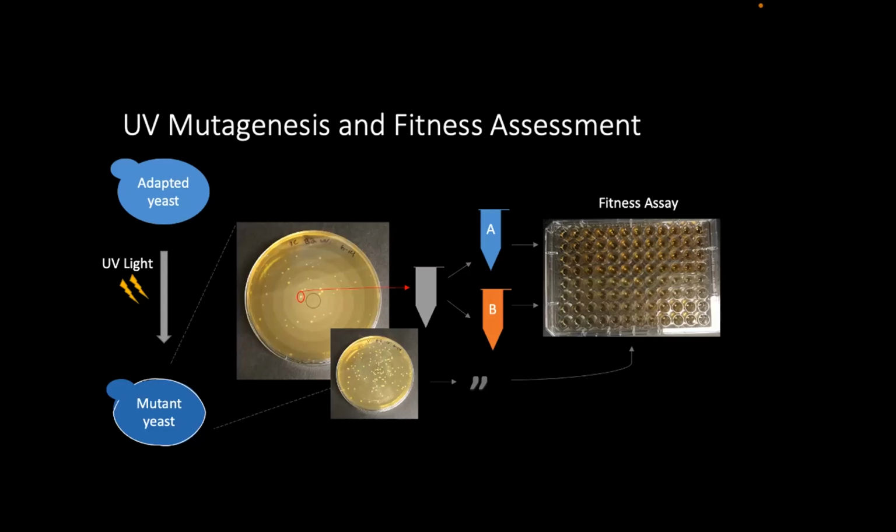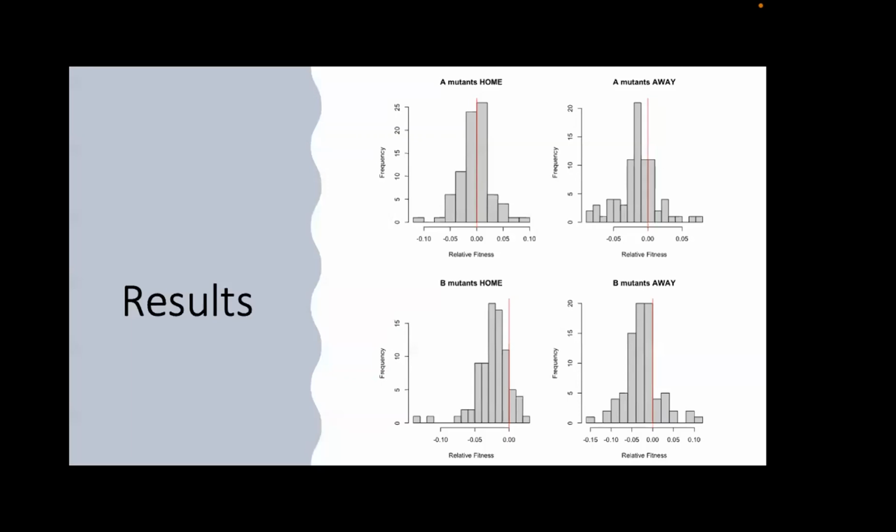So, the results. Well, here are the results. I did A mutants home, B mutants home, A away, B away. We see that mutants, first of all, generally have high variance in their fitness. The red line on there indicates the mean of the controls, which were not mutagenized. Now, this shows that we got obviously a range of fitness effects, but as you can see, it's not quite clear what it really all means.